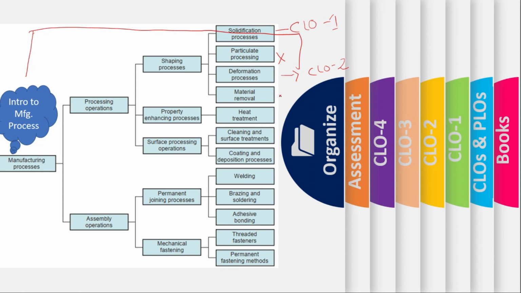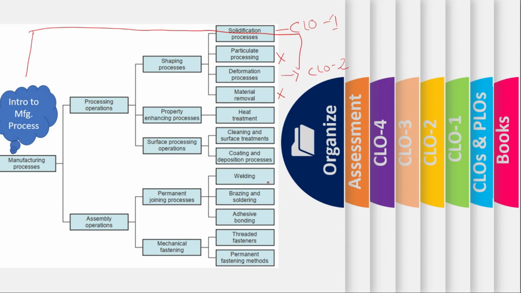Then we have material removal. You will discuss it in the next semester as well, in manufacturing process 2, or production engineering 2. Then we have heat treatment. It will be partially discussed in this subject, probably with CLO2, right? And in detail you will study it in the next semester.